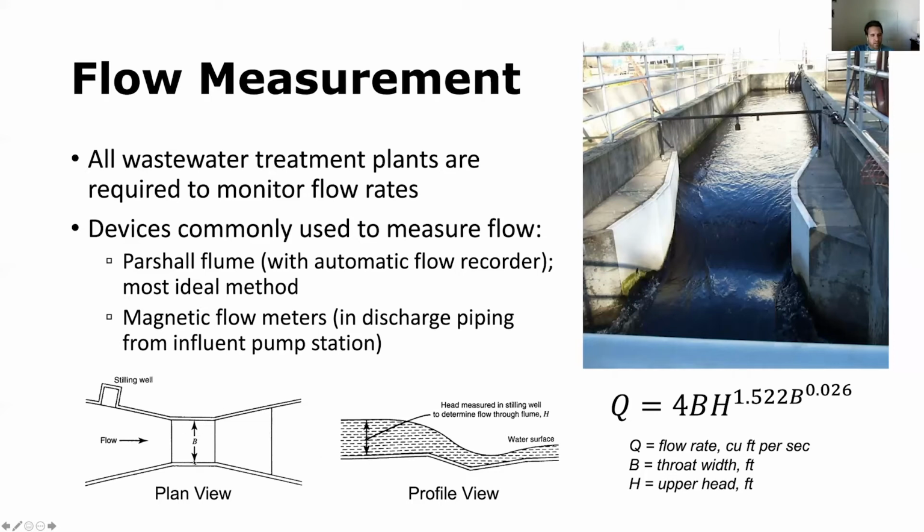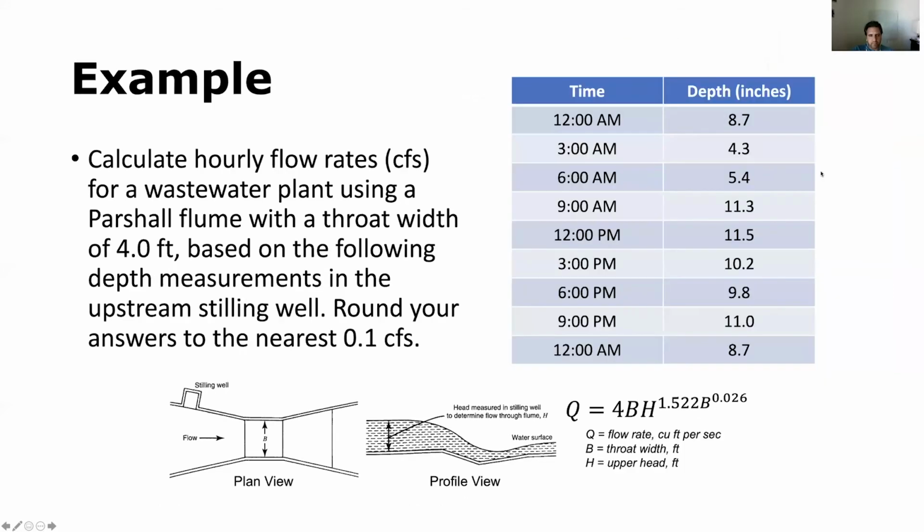So if you know the dimensions of your partial flume, and if you're able to measure the height of the water upstream of the partial flume, then you can calculate the flow rate in cubic feet per second using this equation. That height can be continuously monitored using technology that would allow you to get continuous flow readings in a wastewater treatment plant.